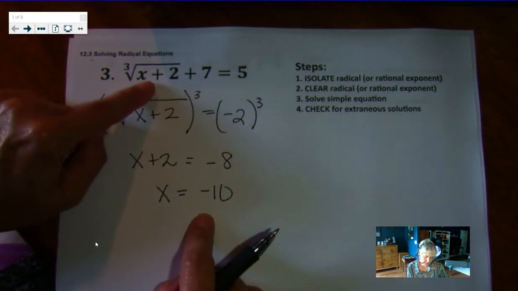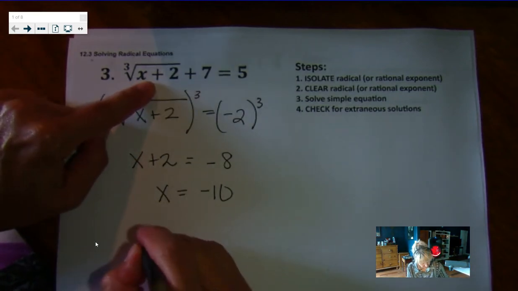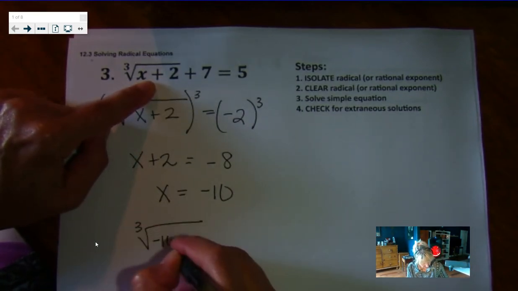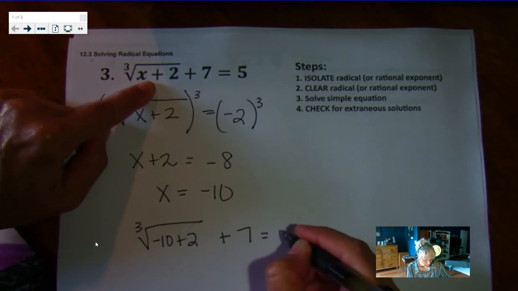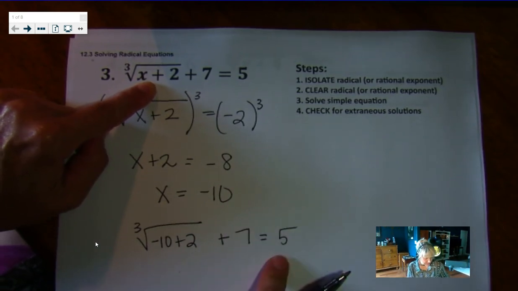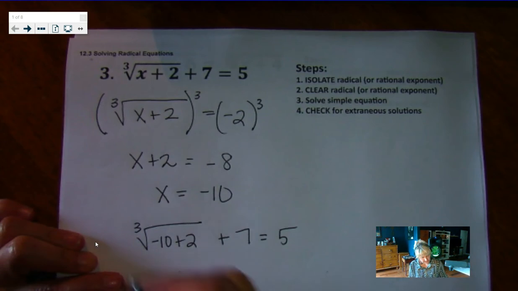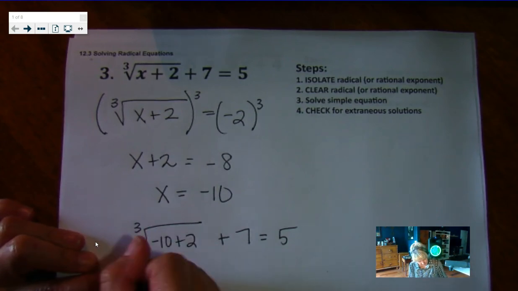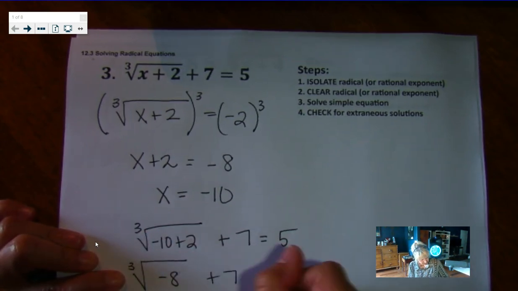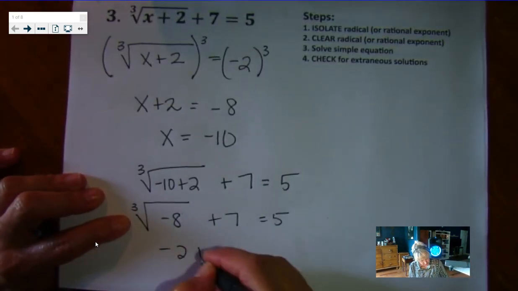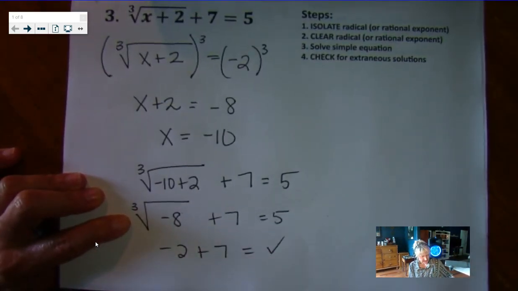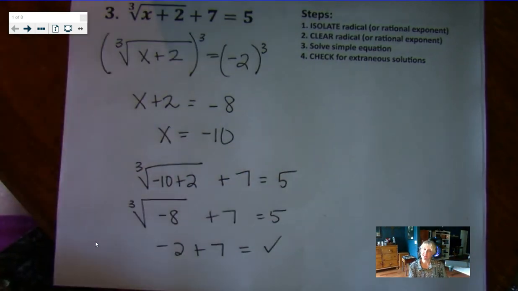And of course, when we plug this in, we would get the cube root of negative 10 plus 2, and then minus 7 or plus 7, and that's going to equal a 5. And when we perform this operation, the cube root of negative 8, of course, is negative 2. And negative 2 plus 7 is definitely a 5, so we get to box in this answer.